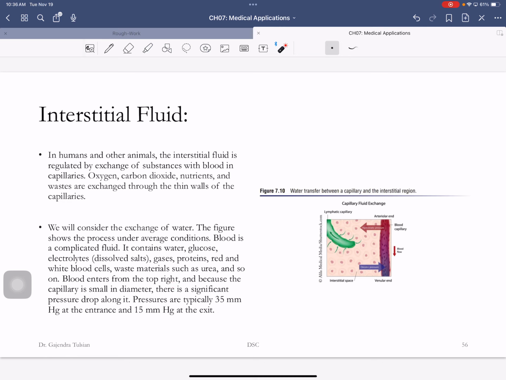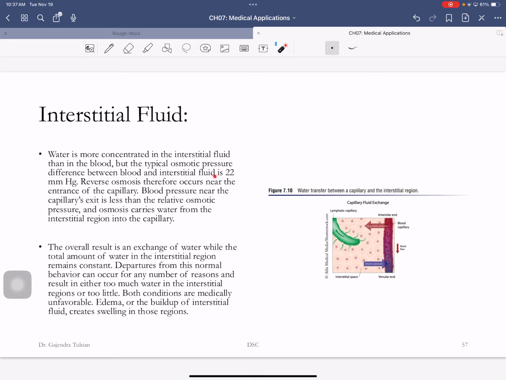Blood enters from the top right. So here is the arterial end, and there the pressure is 35 millimeters of mercury, like we saw. And at this end, it's 15 millimeters of mercury under normal conditions. Because the capillary is small in diameter, there's a significant pressure drop. Pressure is 35 and 15 millimeters of mercury.